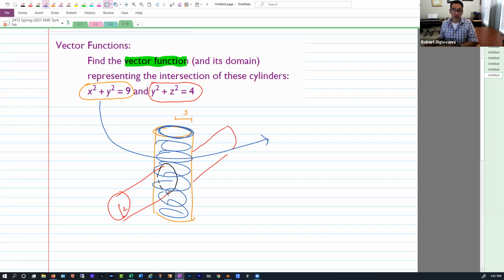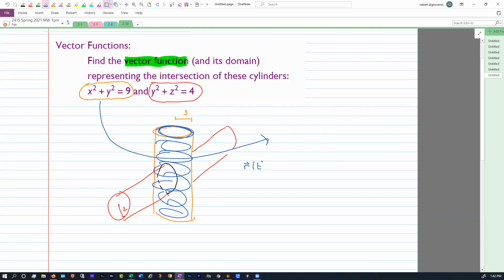So could I draw that with a vector function? Sure, I could draw that. How would I draw it? What would I need? I need a circle in the XY plane, right? With a radius of 3. So anyone want to volunteer? Tell me what the components would need to be? What the X component would have to be? Can I take a shot? Go for it.